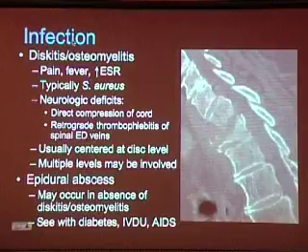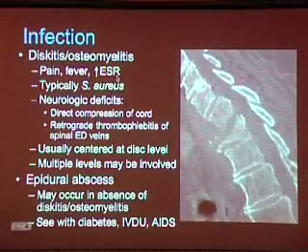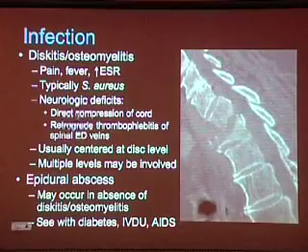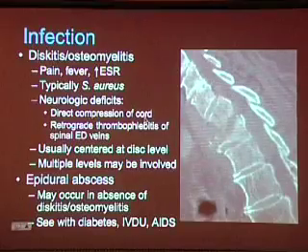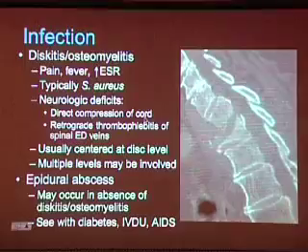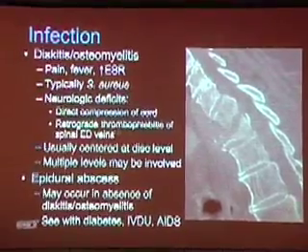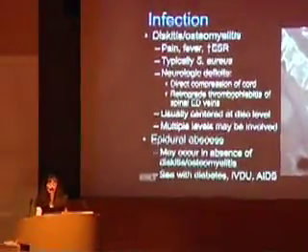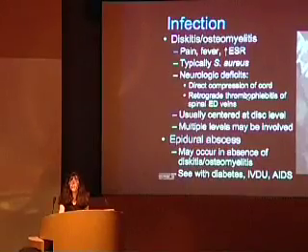We do see a lot of discitis osteomyelitis here. You know how these patients present, so I'm not going to go into it. They often have neurologic deficits, either because of direct compression of the cord, because of bony collapse, bony retropulsion, or epidural abscess, or they can develop retrograde thrombophlebitis of spinal epidural veins.